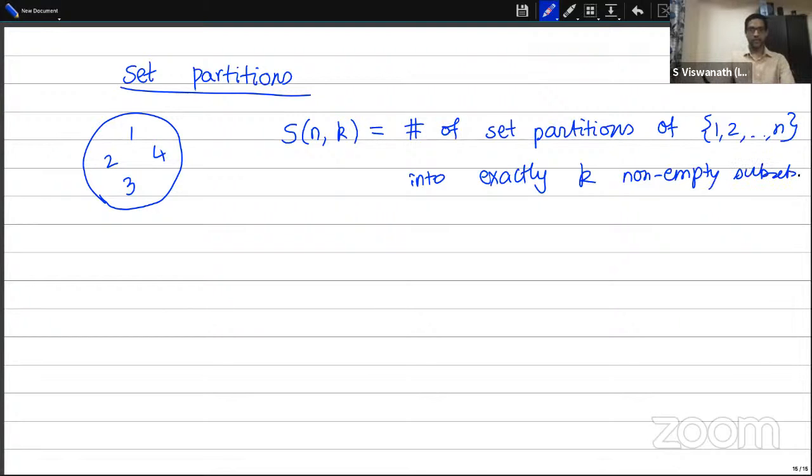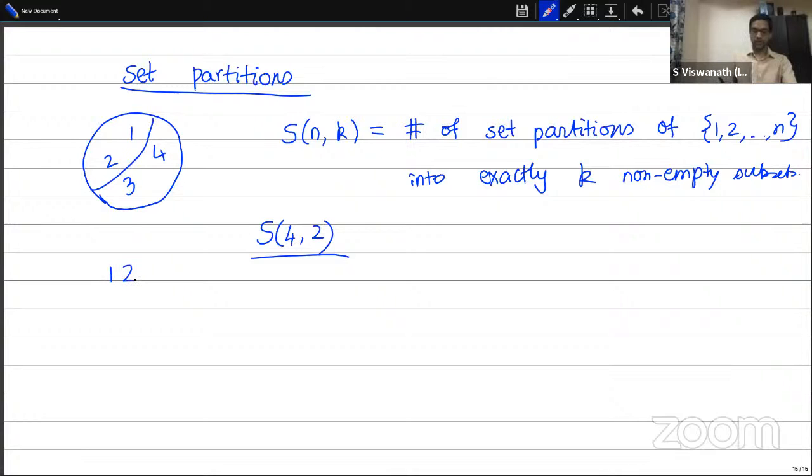Okay, so let's do an example. Let's just look at what S(n, k) is for S(4, 2). By which we mean I want to partition this set {1, 2, 3, 4} that I just wrote out into 2 subsets. So what are all the ways of doing it? I can take {1, 2} and {3, 4}.